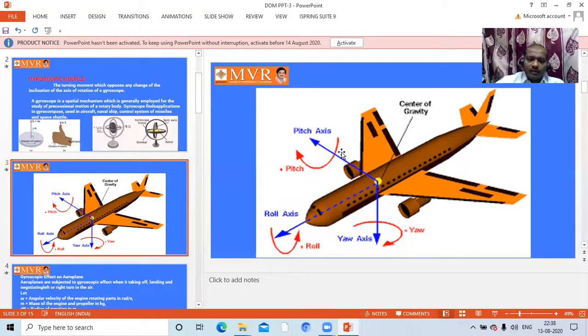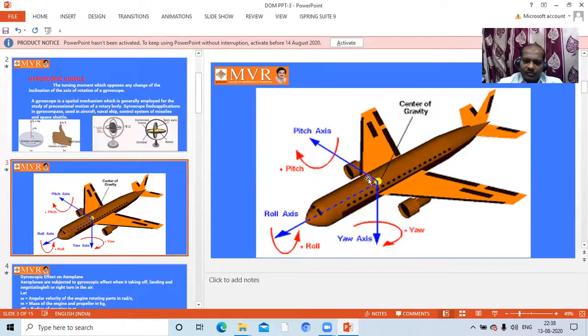As we have learned in a ship, like that only certain fundamentals have to be remembered here. The tip or head of an aeroplane is going to be called the nose and the rear part is going to be called the tail. These are the fundamentals we have to keep in mind before going to the exact topic.